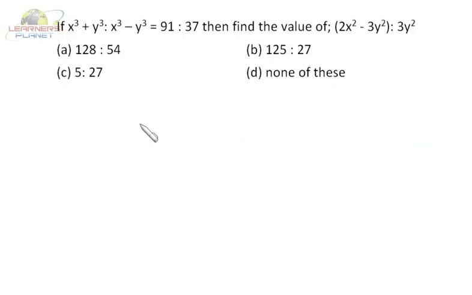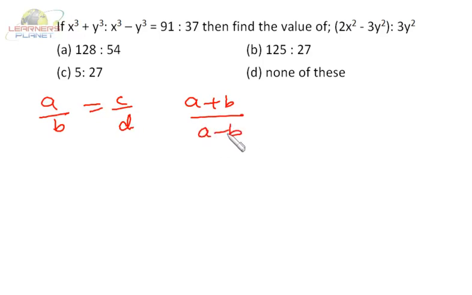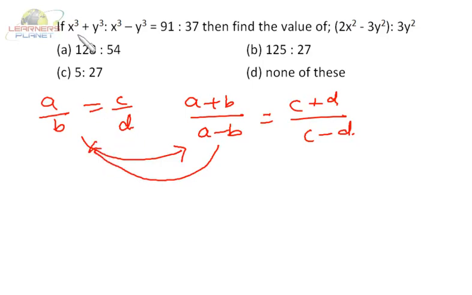Now in this question, x cube plus y cube is to x cube minus y cube is given as 91 is to 37. Then we have to find out the value of this expression. Friends, we have studied componendo and dividendo. When a by b is equal to c by d, then a plus b upon a minus b will be equal to c plus d upon c minus d. Now if it is given, it can be converted to this, and if it is given, it can be converted to this. Here we have been given x cube plus y cube is to x cube minus y cube, that is in this format. So we can convert this format to this format.